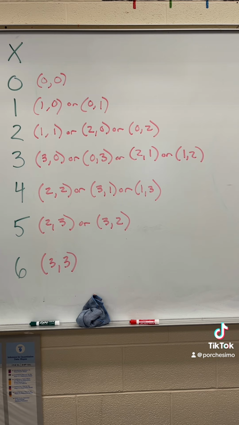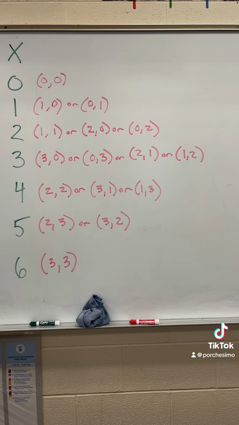Now, some kids will say, but what about a 1 and a 1? But wait a minute. There's only one way to get a 1 and a 1. You can't reverse and have it look different. 1, 1 is 1, 1. That's it. But you could get 2, then 0, or 0, then 2. Those are distinctly different outcomes. Now, there's 4 ways to get a 3: 3, 0, 0, 3, 2, 1, 1, 2.